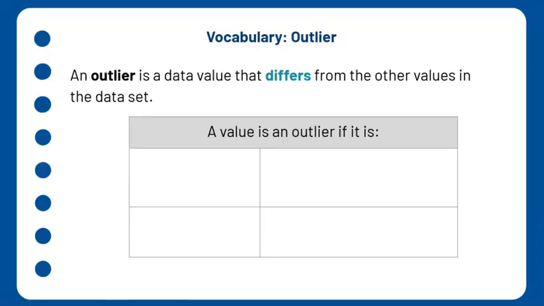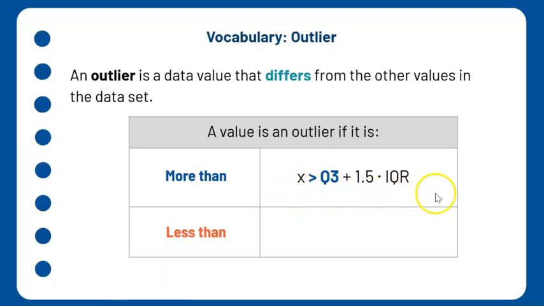There are two different types of outliers. One type of outlier are those that are much more than other values, and the other type of outlier are those that are much less than other values. To determine if a value is either a more than or a less than outlier, we think about how the values relate to the IQR, the interquartile range, and the quartiles. Let's start with more than outliers.